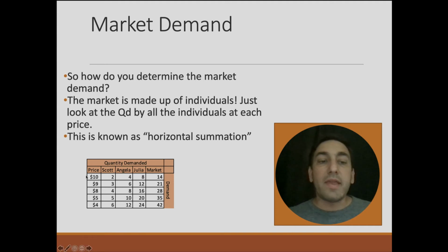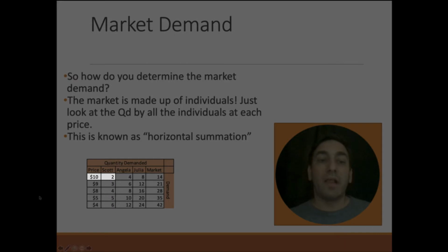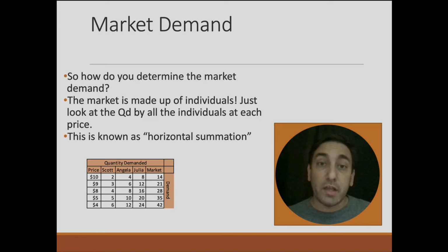But remember, each line and price represents the quantity that I'm willing to purchase at any given price. So at $10, I would buy 2 shirts. At $9, I'd buy 3. At $8, I'd buy 4. And this whole collection of quantity demanded is demand. Now, if I am a shirt seller and I say, well, how many shirts can I sell at $10?